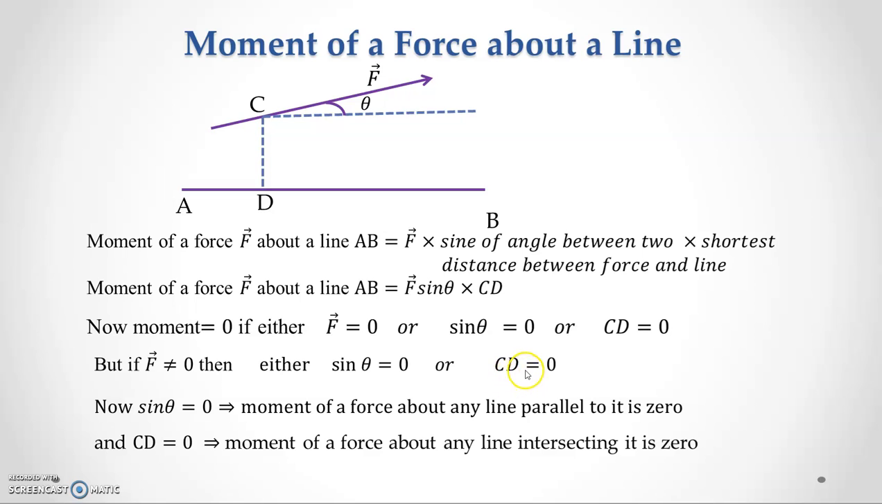Now CD equal to 0 means, see this figure, the shortest distance between force and line is 0, meaning force is intersecting line AB. So both are intersecting, then in that case also CD 0 means moment 0. So CD 0 implies that moment of a force about any line intersecting the force is also 0. So these two are the observations for moment equal to 0 of a force about any line.